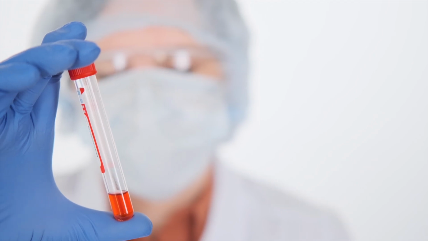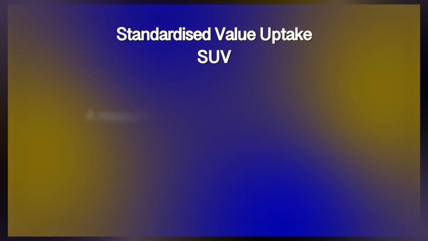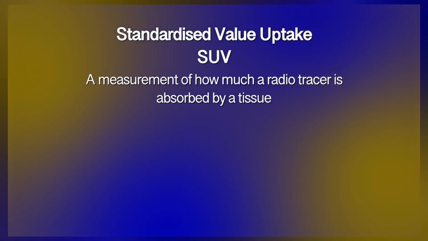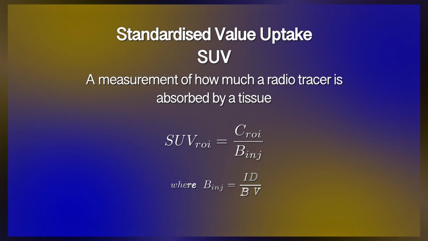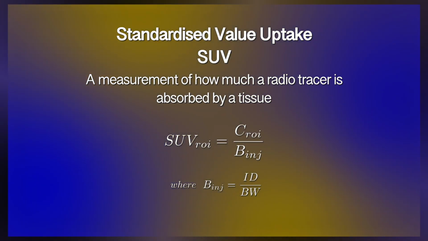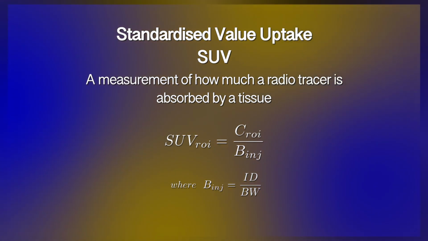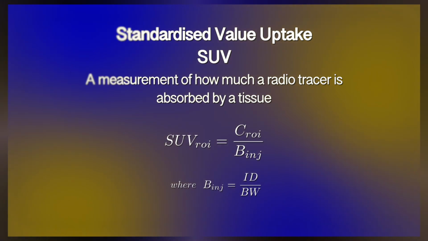The standard uptake value, or SUV, was devised to quantify the PET's pixel intensity value, which represents how much of a radio tracer was absorbed by a brain tissue. This value uses the PET pixel intensity, or C, over a constant B, which is comprised of two pieces of clinical information: the injected radio tracer dose, or ID, and a patient's body weight, or BW.